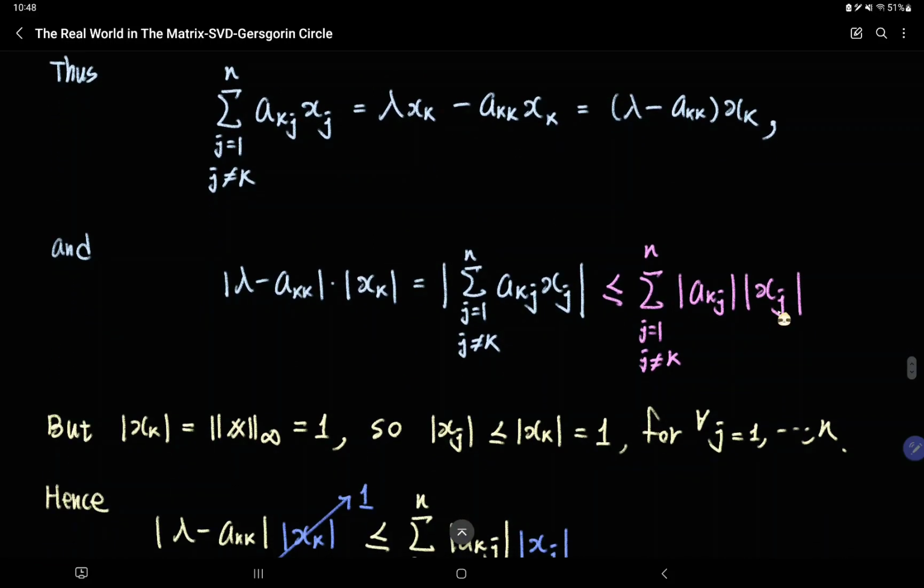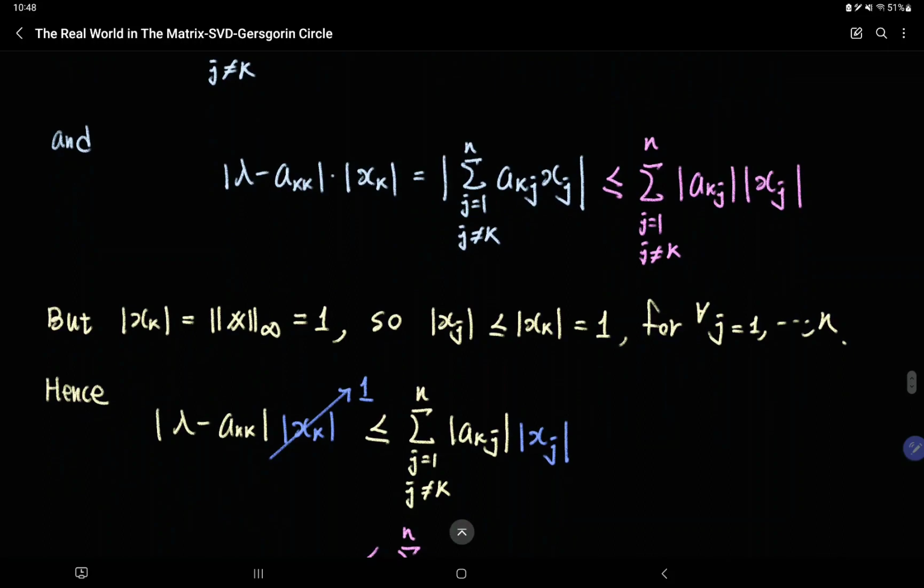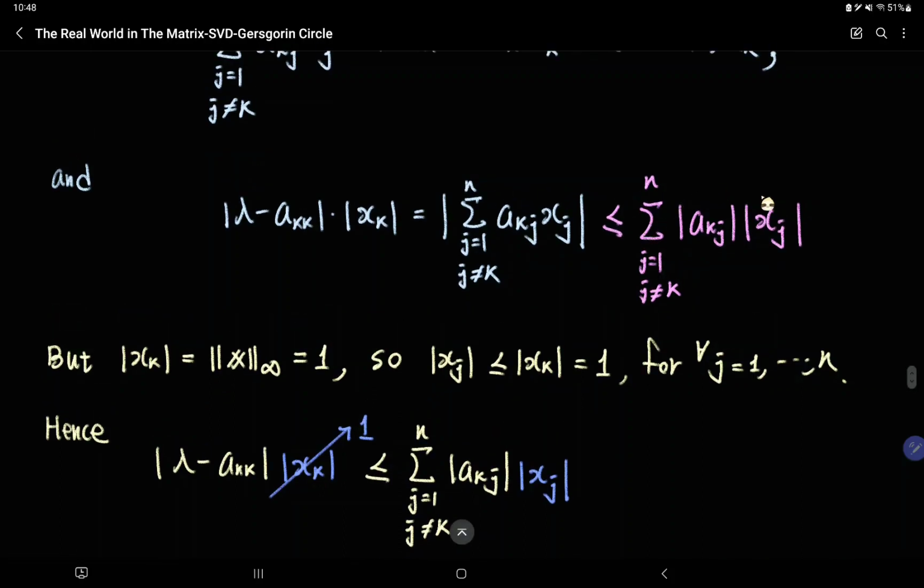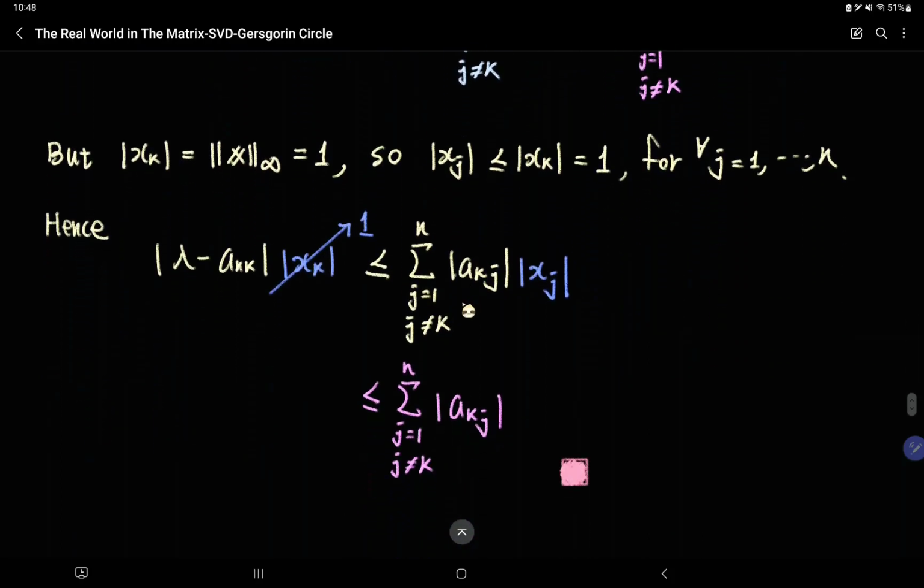And then xj is what? Because xk is the largest value, actually 1, that means the absolute value of xj must be less than or equal to the absolute value of xk. So you see that the absolute value of xj is less than or equal to that of xk. Actually, this is 1. Why? Because this is a maximum norm. We assume that, right? So that one must be less than this one.